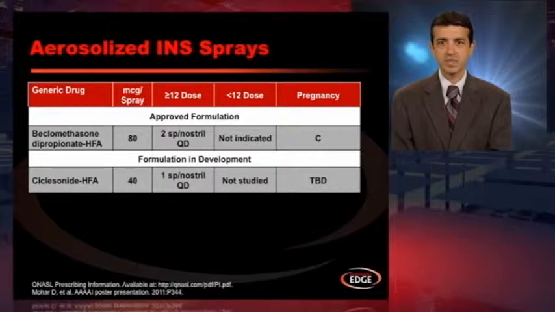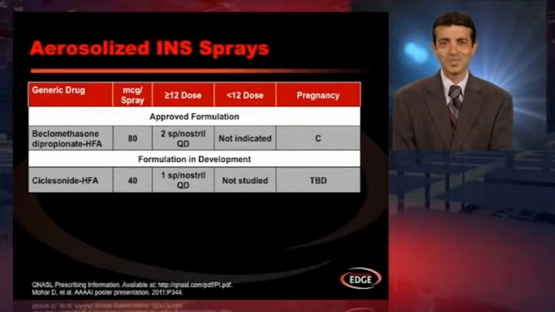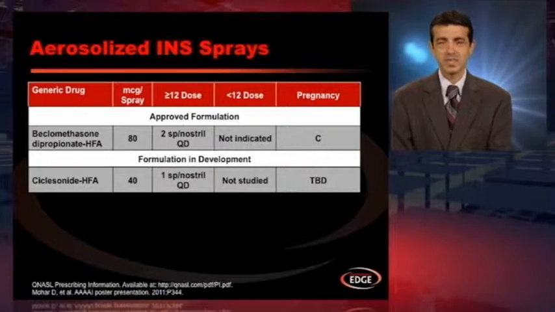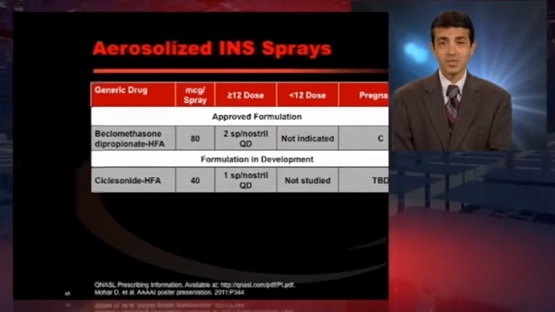The first is beclomethasone dipropionate, which comes as 80 micrograms per spray, 2 sprays per nostril daily, pregnancy category C. The other that's been approved is the ciclesonide HFA, which comes as 37 micrograms, 1 spray per nostril daily. Again, similar pregnancy category. Here now we'll see a second patient.